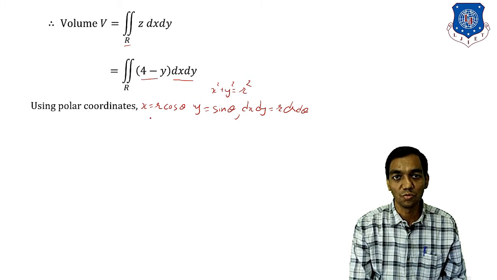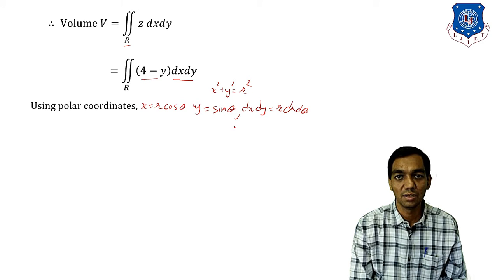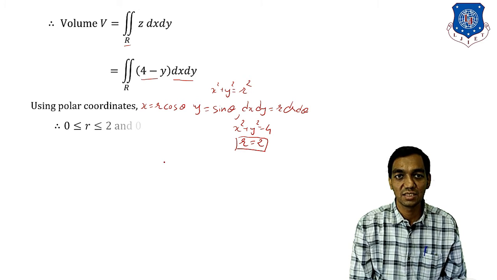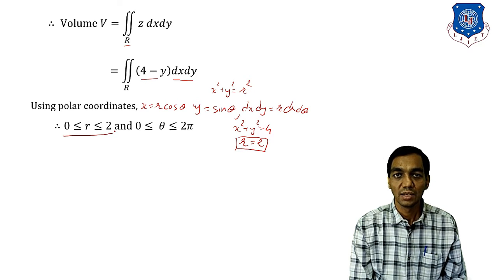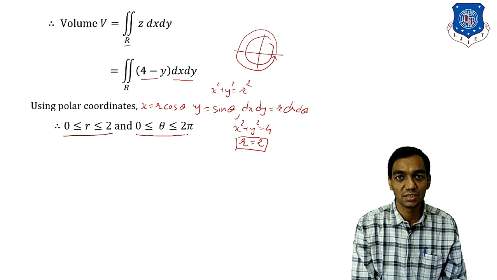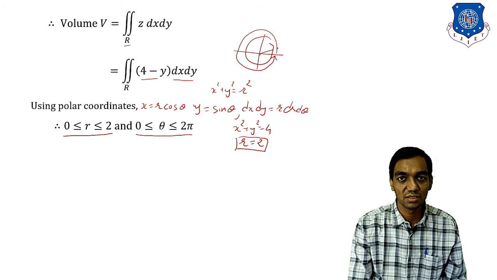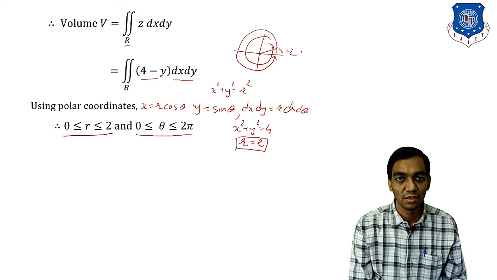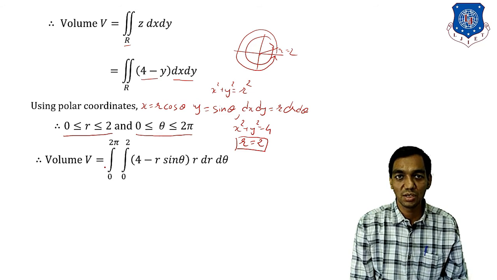So if you are going to put the limits of the circle x square plus y square is equal to 4, then you will have r is equal to 2, because r square is equal to 4, that will give r is equal to 2. So your r is starting at 0 and ending at 2. And the whole circle is there because we have a whole circle as a projection. So theta is starting with 0 and ending at 2 pi. R is starting with 0 ending at the circle r is equal to 2.